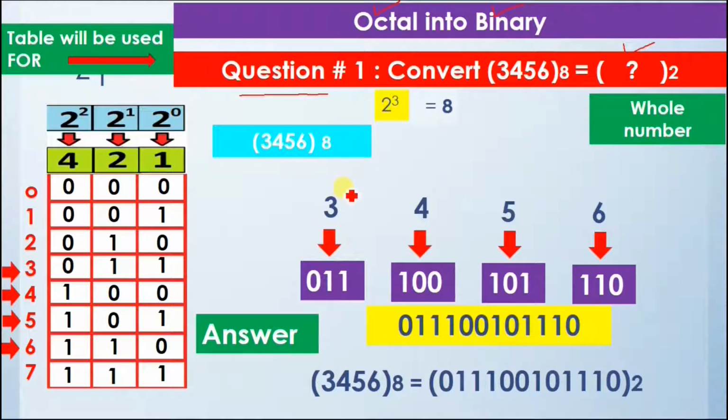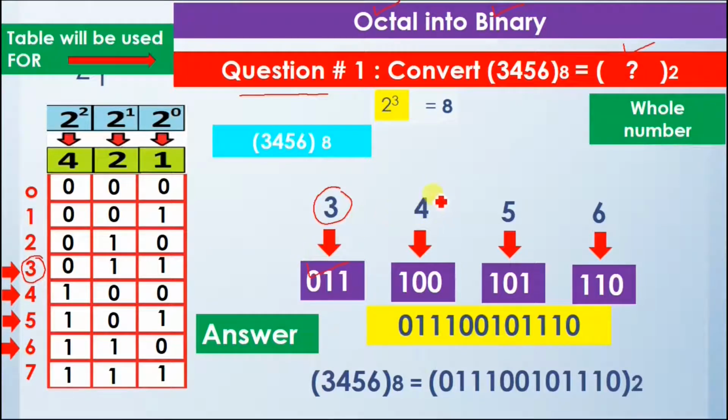Next, we pick the first digit, which is 3, and find its value inside the table that we created in the starting videos. If you don't know how to create the table, you can look at those videos and understand it. Here is 3 in the table, and the binary value of 3 is 011. So we write 3 as 011.